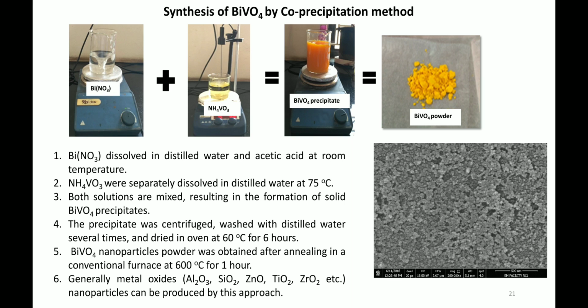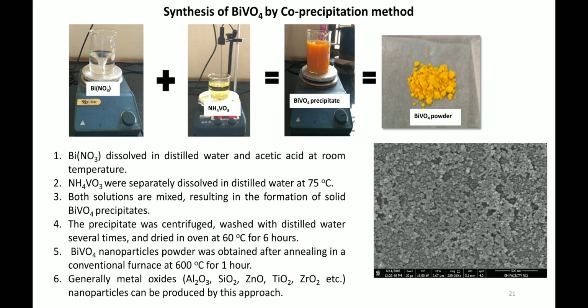You just need some beakers, water, some chemicals, and a stirrer. What is prepared in this slide is the material called bismuth vanadium oxide, BiVO4. This is the chemical formula of that material. Basically, two metal elements are observed, one is bismuth and the second is vanadium, so you need a precursor of bismuth and a precursor of vanadium.